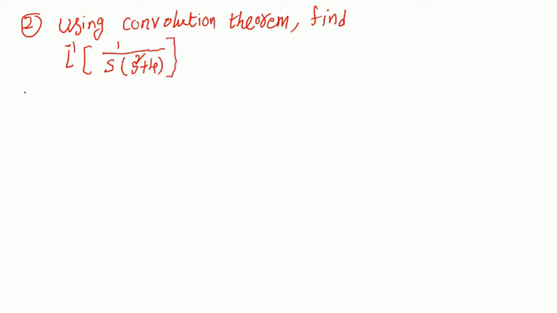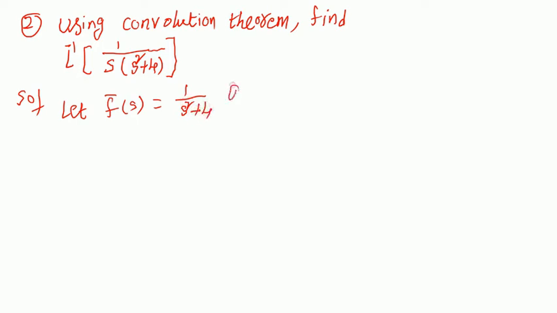Now see the solution. What is that? We have to find the L inverse of 1 by s into s square plus 4 by using the convolution theorem. Right, now if you want to apply the convolution theorem, first we have to choose f bar of s and g bar of s. From that we have to find f of t and g of t values, right? Already I told that you can choose g bar of s as a simple function, then the integration should be very easy. That's why I'm choosing f bar of s is equal to 1 by s square plus 4. Here what is that simple function? 1 by s is simple.